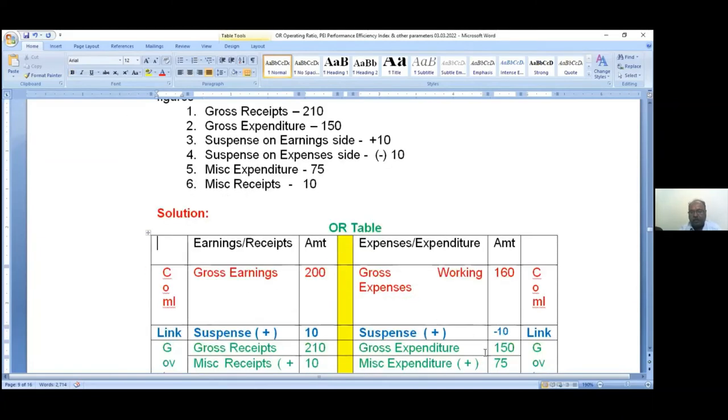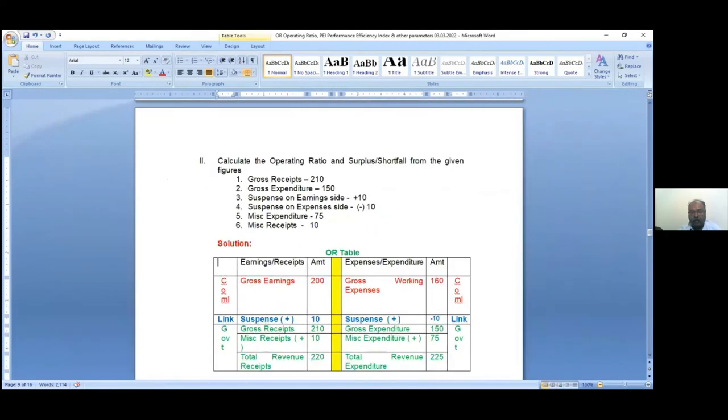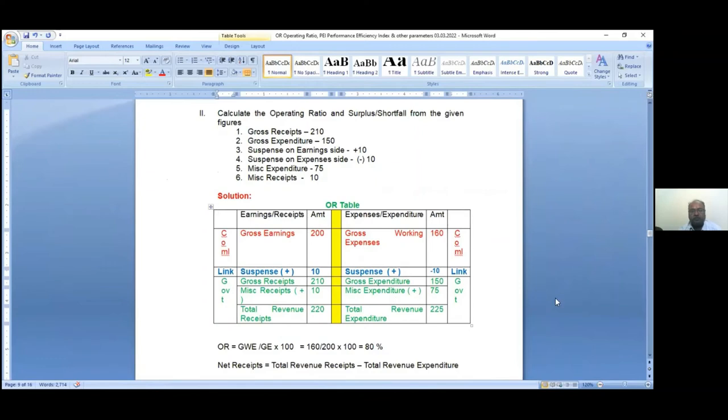Yeah, please see. Here both are at a time. Now please check. Simple. Here gross receipts is 210. Please post it in the table, 210. Now what is suspense on the earnings side? Plus 10. If you go from receipts to earnings, the sign will change. Now the plus 10 becomes minus 10. So 210 minus 10 is equal to 200. So that means gross earnings is 200.